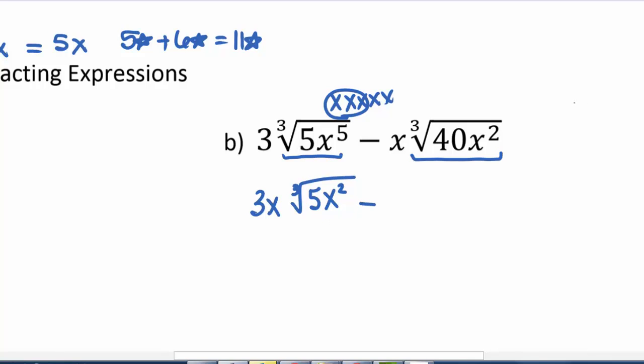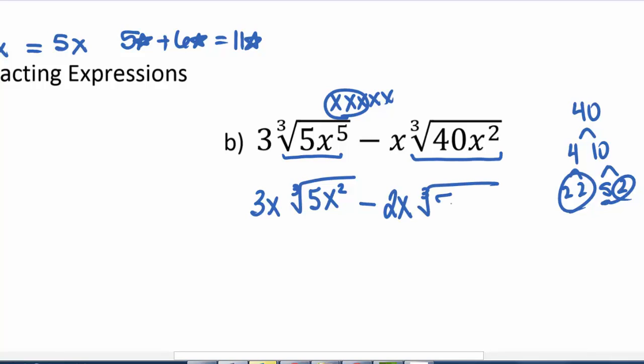Then I have 40, so I'm going to do this over here. 40 is 4 times 10. Then I have 2 times 2, and 5 times 2. So I have 1 group of 2, so I can bring that out front to join the x. And then I had a 5 left over, so cube root of 5, and I have an x squared inside. And I know I can't do that because there's less on the inside than what I need.